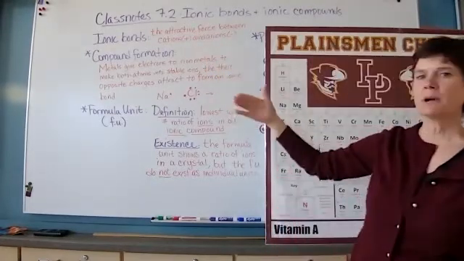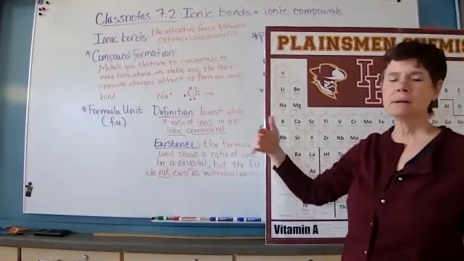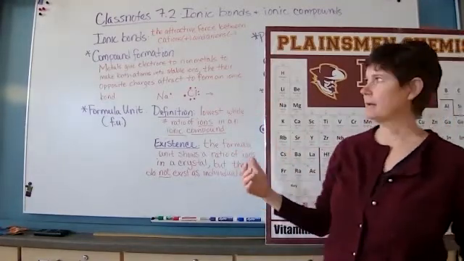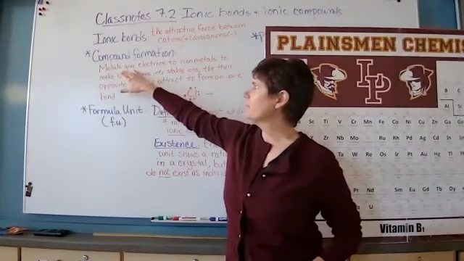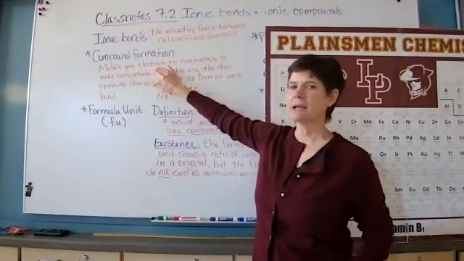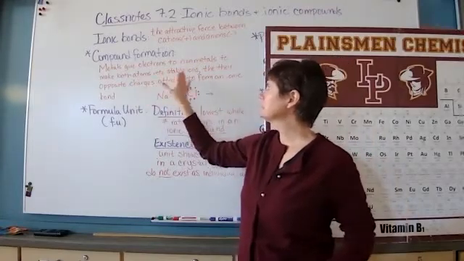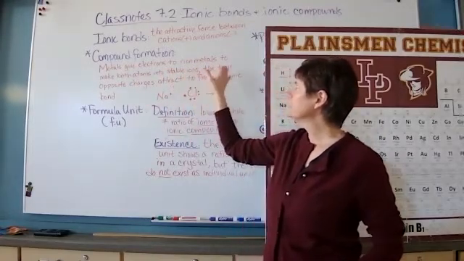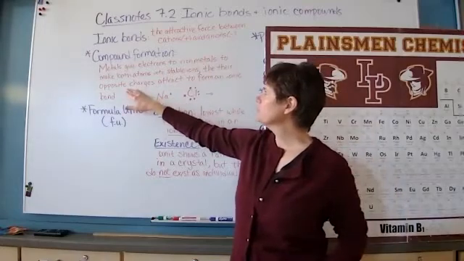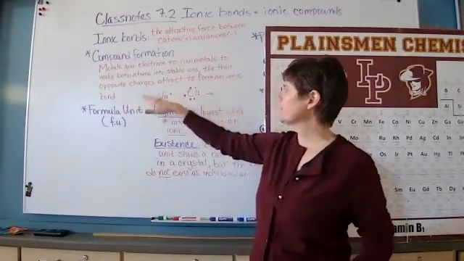In a situation where we would have a metal coming into close contact with a non-metal, what's going to happen is the metal would give up electrons and transfer those electrons to the non-metal to make both atoms into stable ions, okay? And then it is their opposite charges that attract them to form an ionic bond.